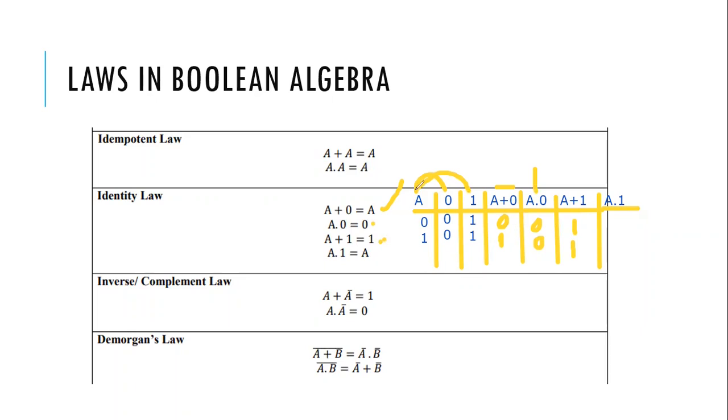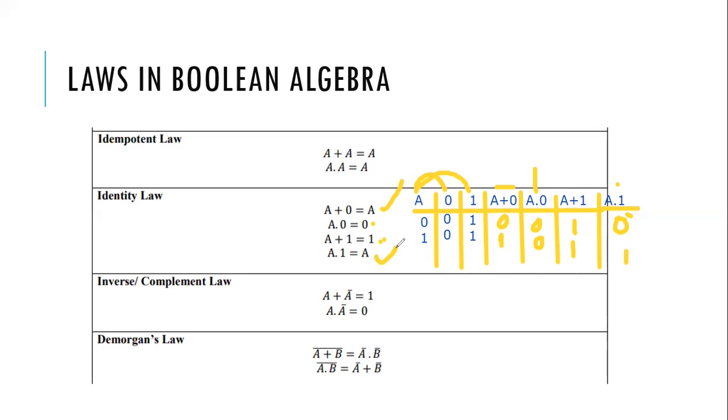Then A into 1, multiply. 0 into 1 is 0. And 1 into 1 is how much? 1. Therefore, it is same as 0, 1. That is same as A. Therefore, this one is same as A. So that is very simple rules, identity law.